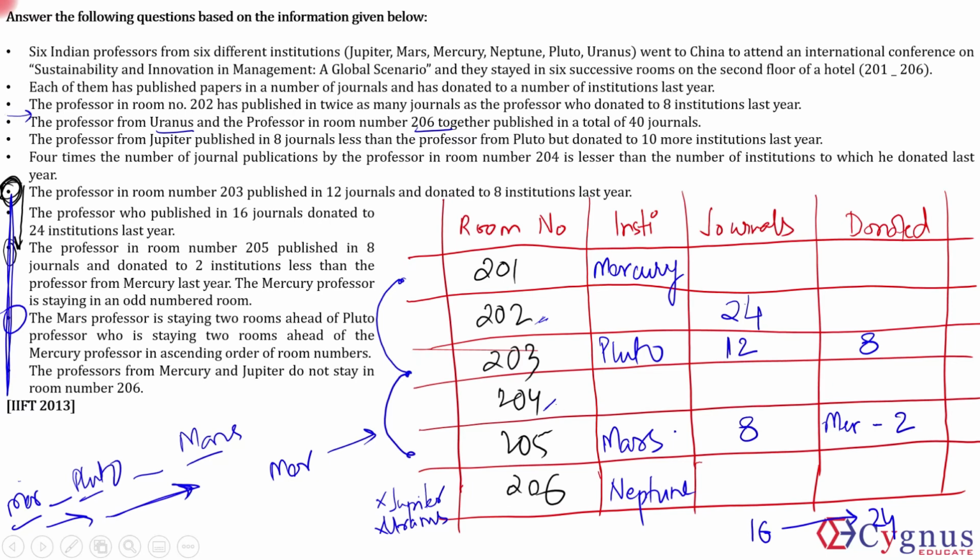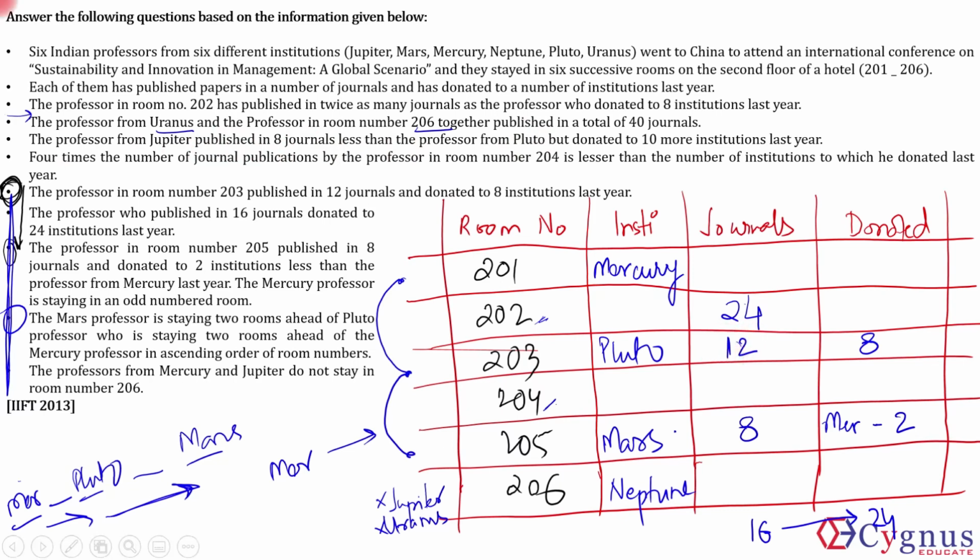Okay, so let's look at the professor from Uranus and the professor in 206 together published in a total of 40 journals. So this professor and the Uranus professor together published in 40 journals. Where Uranus will come, here or here, we don't know yet, so we'll have a look at it later. Next is the professor from Jupiter published in 8 journals less than the professor from Pluto. Okay, the Jupiter professor published 8 journals less than Pluto.